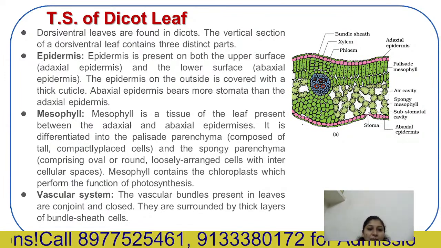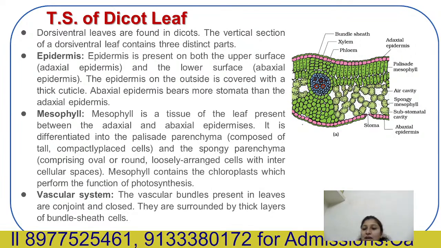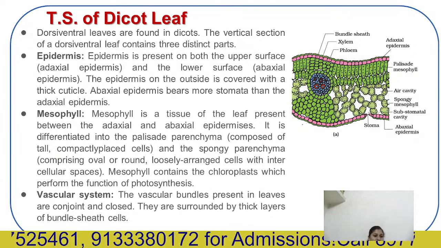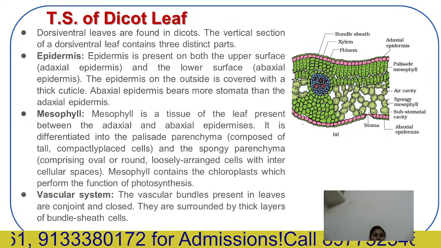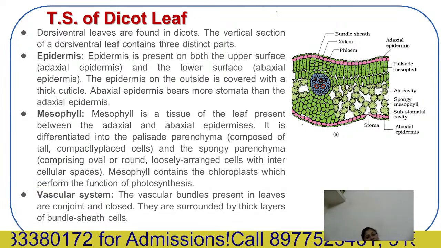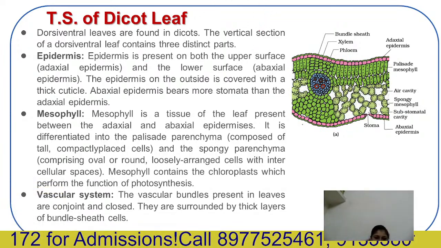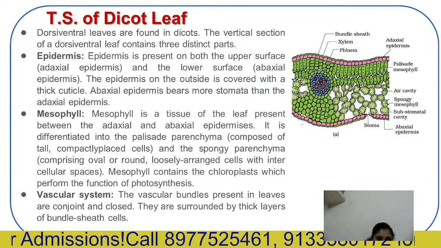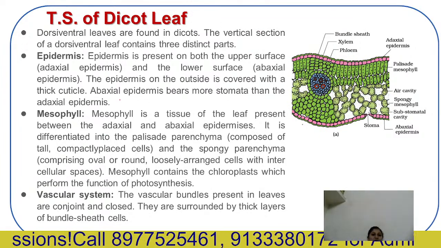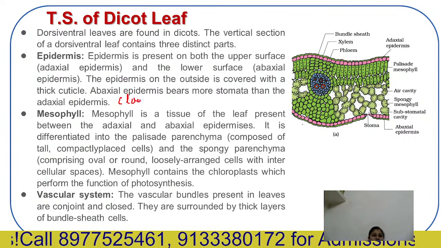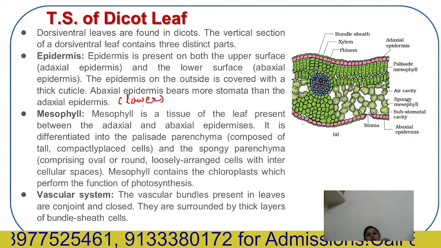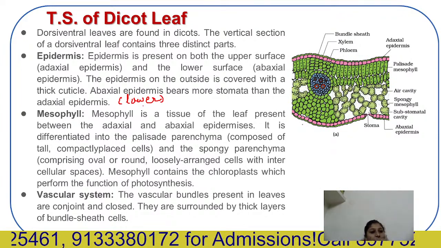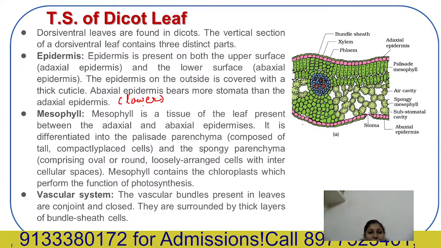So abaxial epidermis bears more stomata. See, that means lower epidermal layer. As you have studied from third standard, that is, the lower surface of a leaf contains more stomata. Lower epidermis contains more stomata than the adaxial epidermis.